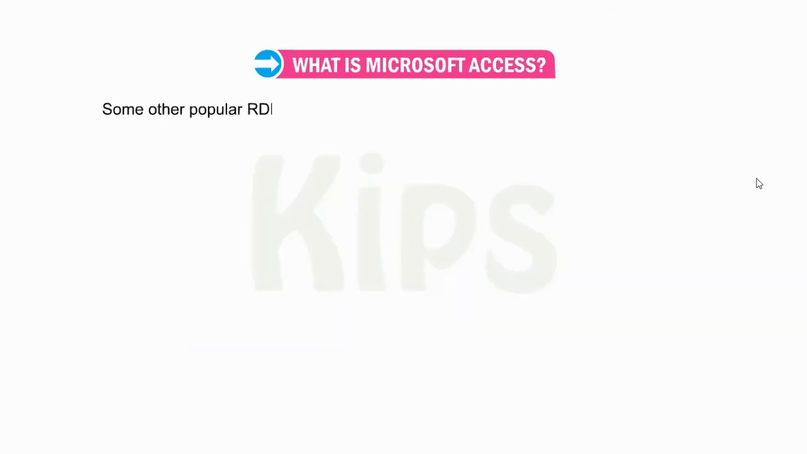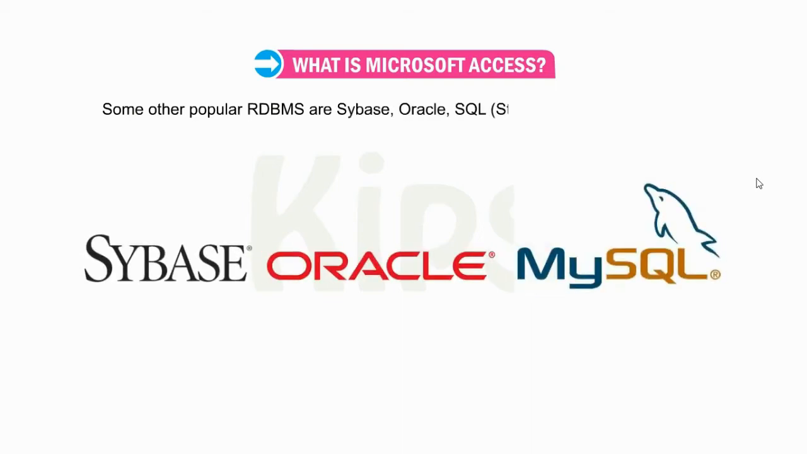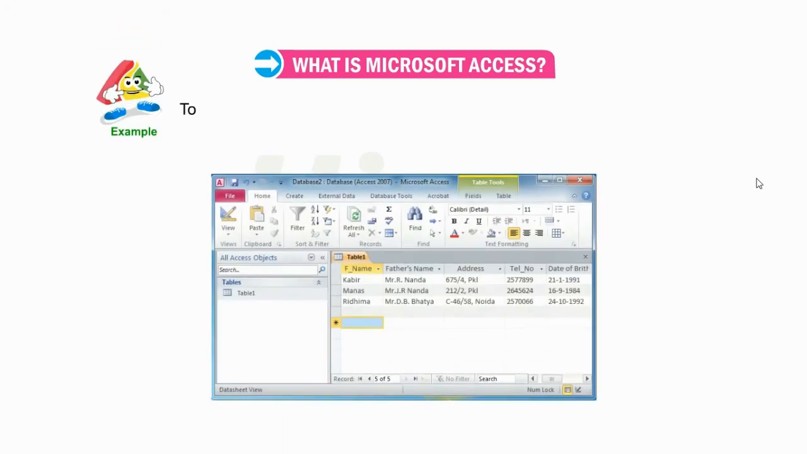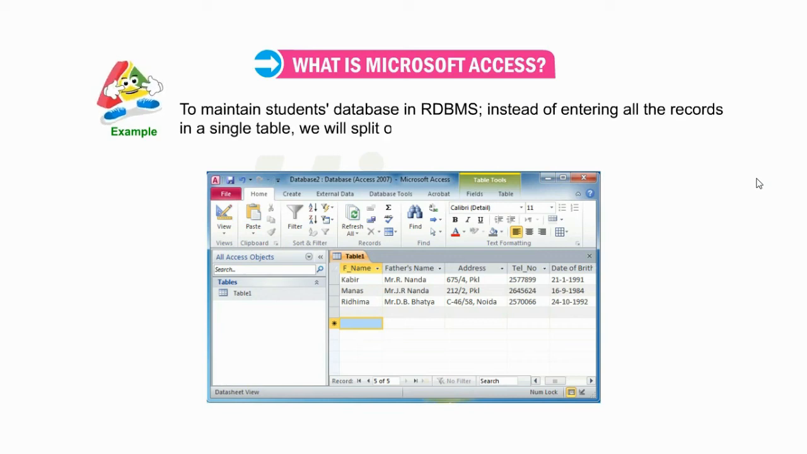Some other popular RDBMS are Sybase, Oracle, SQL, Structured Query Language. Let us understand the concept of relationship with the help of an example. Example: to maintain a students' database in RDBMS, instead of entering all the records in a single table, we will split our fields into two tables having a common column such as roll number.